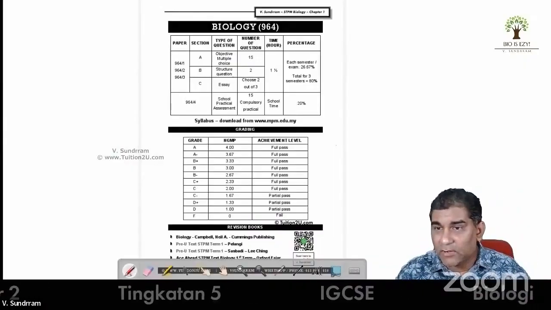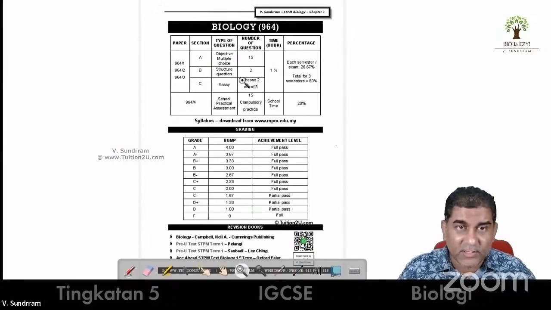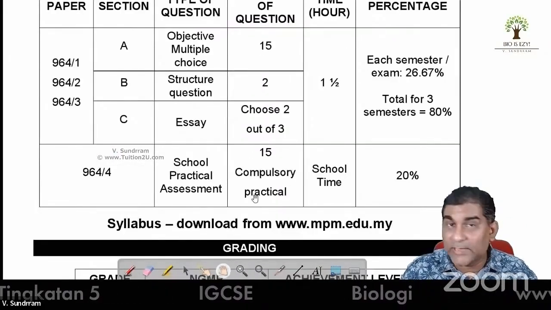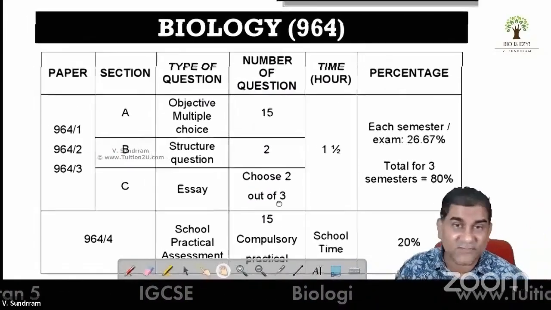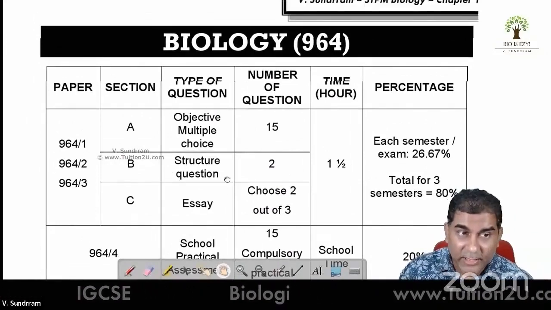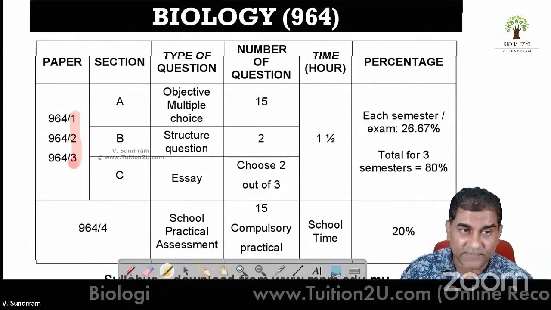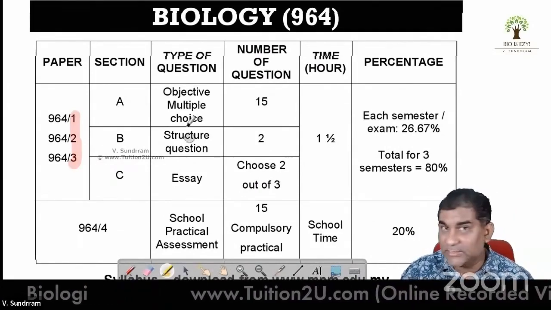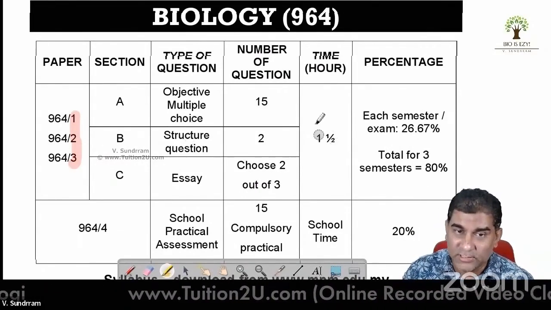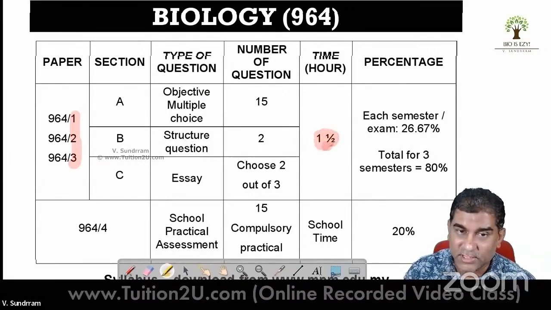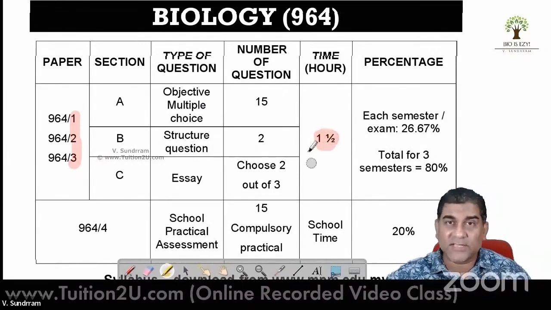This is the breakdown of how the exam is going to be. So your code, the exam code, the subject code is 964. And every SEM, there'll be 3 SEM. So you can see SEM 1, SEM 2, SEM 3. Every SEM, you'll be sitting only for one paper, which is only 1.5 hours. Just 1.5 hours. 1,5 jam sahaja.